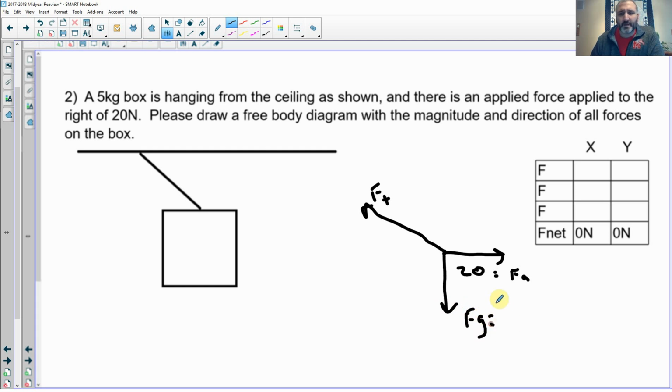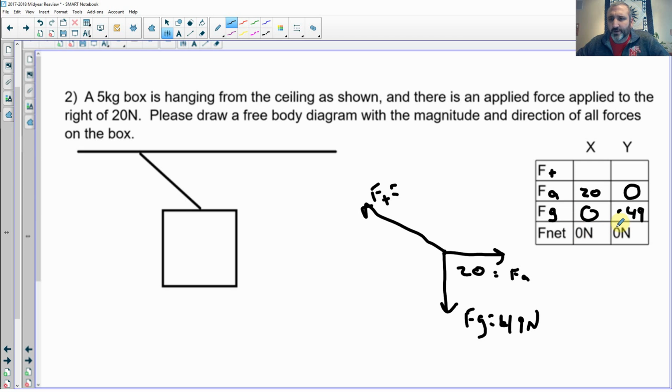And it's a 5 kg box, so how big is 5 kilograms in terms of gravitational force? 5 times 9.8 should be 49 newtons. So there's a free body diagram, but I have to figure out how big the tension is. I know that I got 3 forces: tension, applied, and gravity. So the applied force only works in the x, not the y. So that's going to be 20 newtons. Gravity doesn't work in the x, but it does work negative 49 in the y.